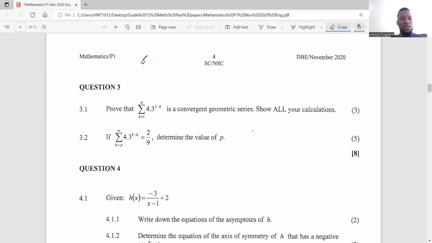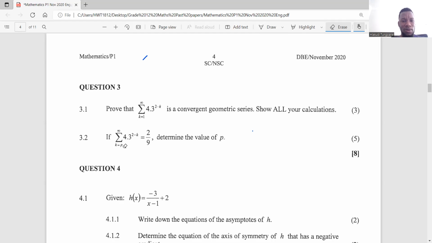If the sum of this equals 2 over 9, determine the value for P. So remember what this means: you're just summing these terms starting from P upwards, right? So if P is 1, then this is the same as the sum to infinity. But P can be anything, so we don't know what P is.